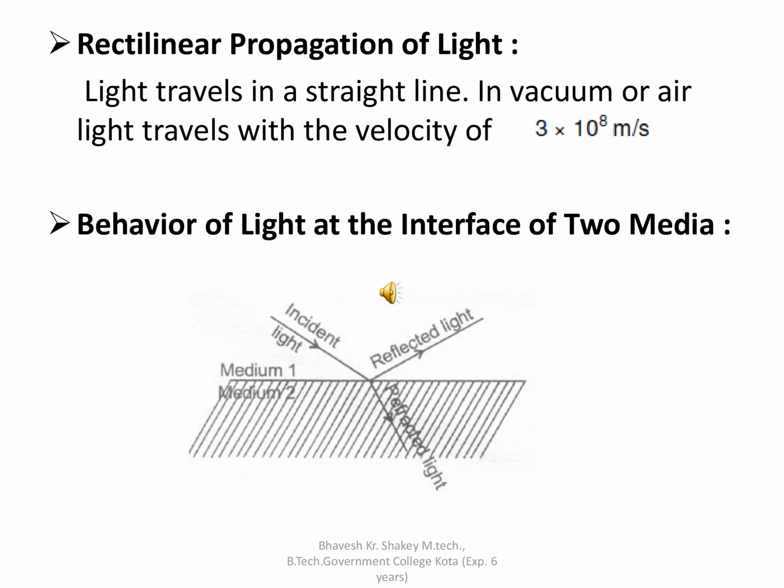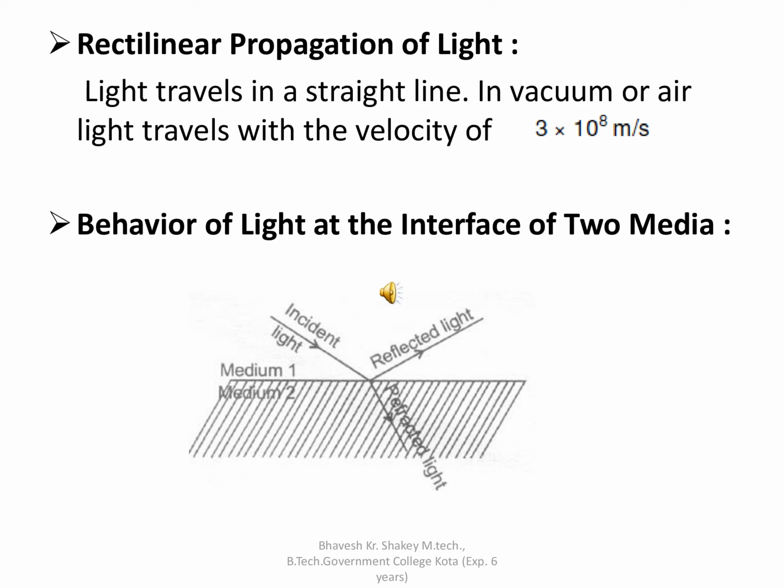Now next is very important. It is the behavior of light at the interface of two media. Two media means there are two mediums. Let's consider that in this figure we have two mediums. One is medium 1 and the second one is medium 2. And that line represents the interface. Interface का मतलब होता है जहाँ पर दोनों मीडियम मिल रहे हैं. That is called the interface.